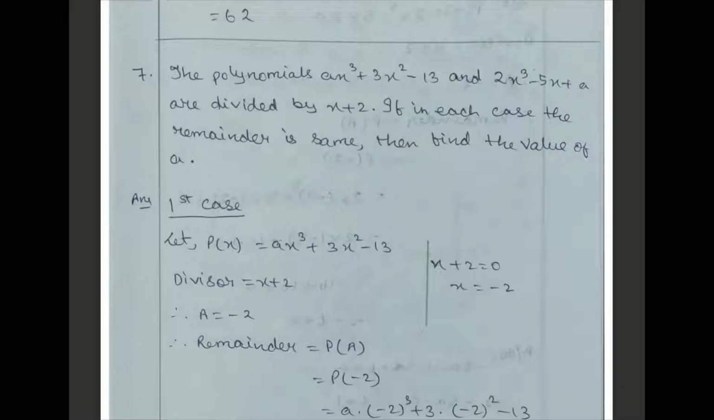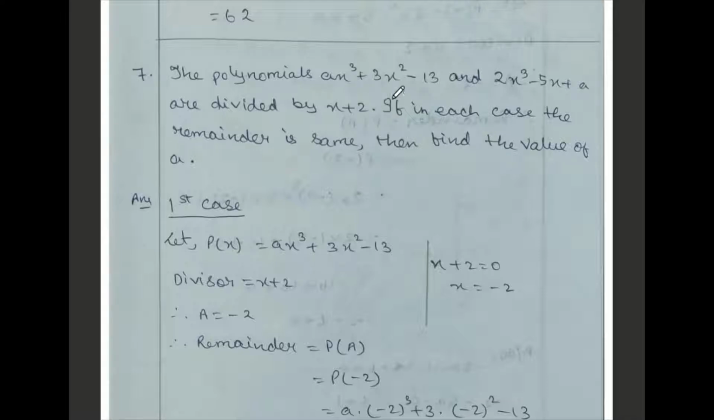Exercise 2.3, question number 7. The polynomials ax cube plus 3x square minus 13 and the second polynomial 2x cube minus 5x plus a are both divided by x plus 2. So this is your divisor. If in each case the remainder is the same, then find the value of a.